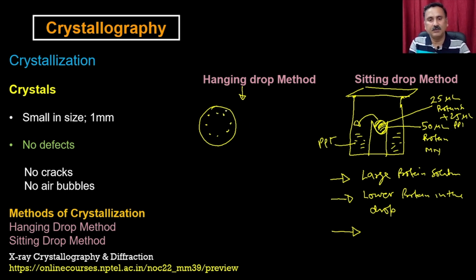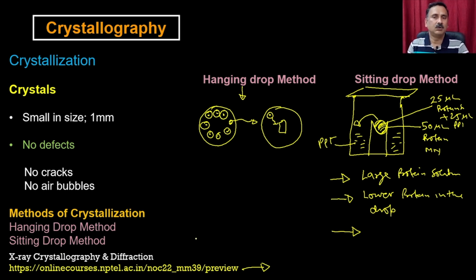In that case, with the help of a pipette, they isolate these nuclei and put them into another drop. Once they put these nuclei into another drop, there is a possibility that they may get bigger crystals. As I said, you can consult or refer to this particular online course. You can even register for this online course if you are interested in studying more about crystallography.